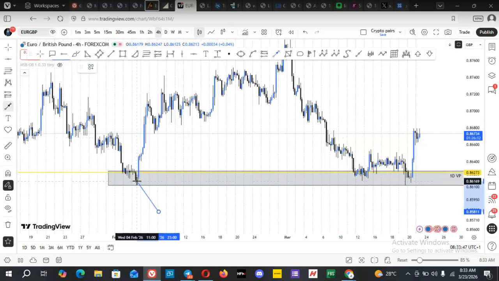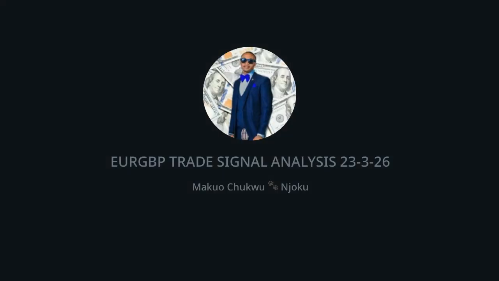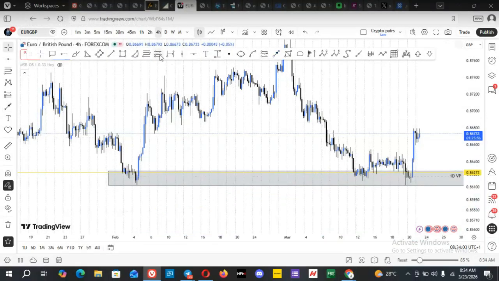So now we wait for the market to come down towards this level, which it did, as at Wednesday, 11th March. And the market was just trying to move up. So we placed this buy limit trade. Let me spot this out for you. So this was the last sell side liquidity that was taken.